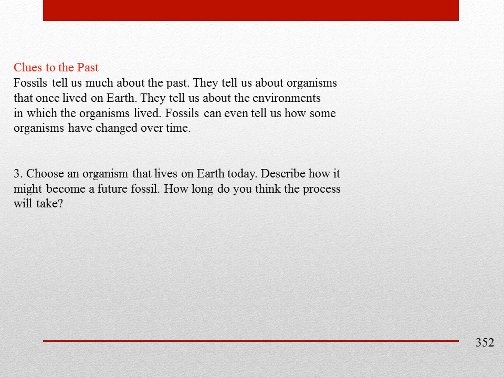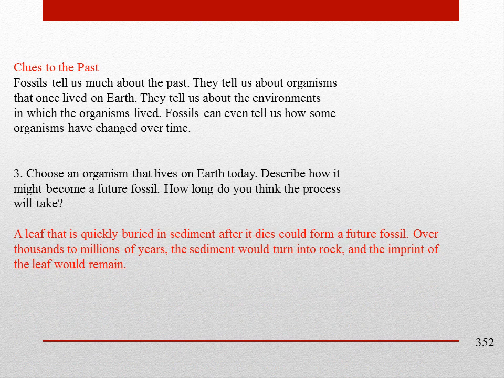Are you ready? A leaf that is quickly buried in sediment after it dies could form a future fossil. Over thousands to millions of years, the sediment would turn into rock and the imprint of the leaf would remain.